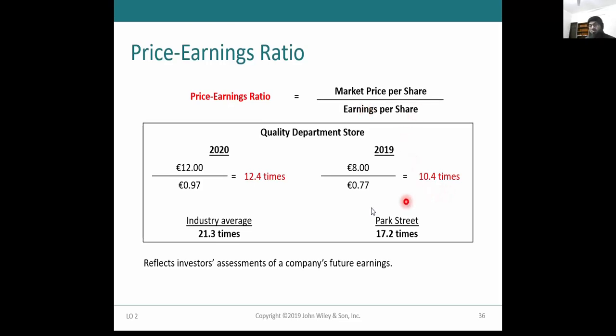So 10.4 times, 12.4 times. So whatever the market price is, I am buying 10 years of earnings when I buy this share. So this is my earnings per share, say 0.77, but the market price is 8. It means if I buy the share, I buy 10.4 years of earnings. I buy 12.4 years of earnings. So this is a sort of interpretation.